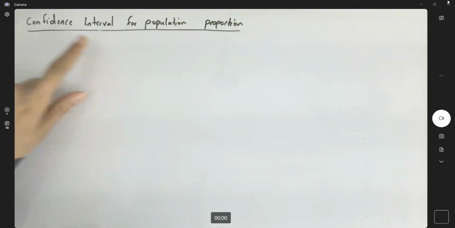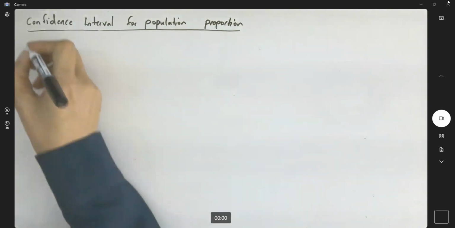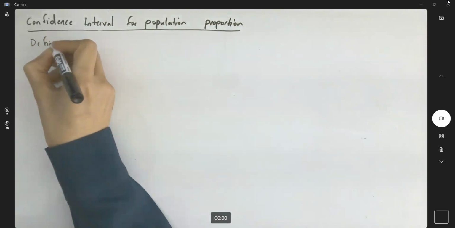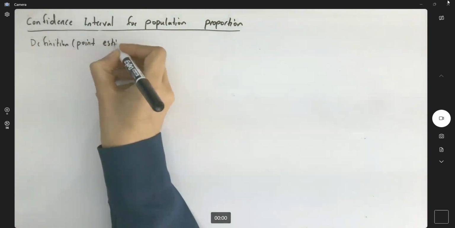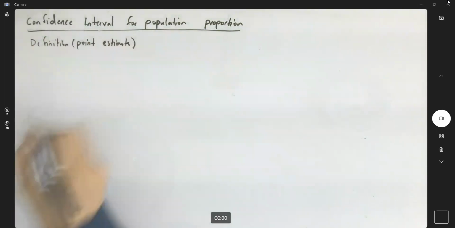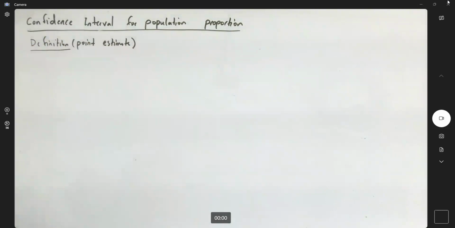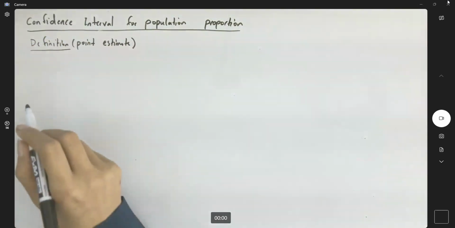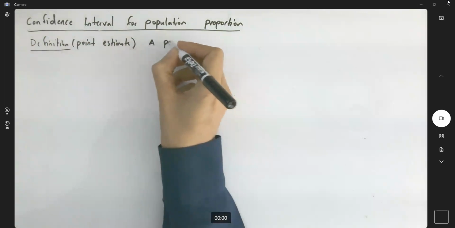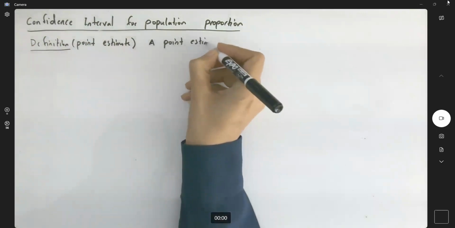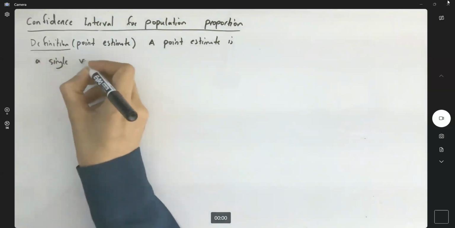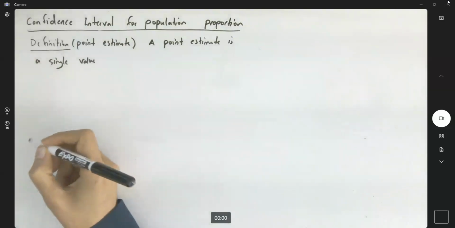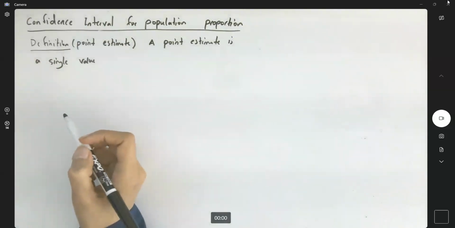Before we build the confidence interval for population proportion, we need some basic definitions. The very first definition that you need is the definition of the point estimate. Well, a point estimate is a single value that estimates the population parameter.